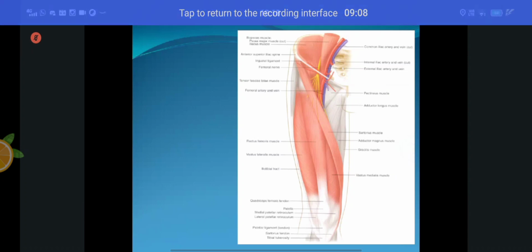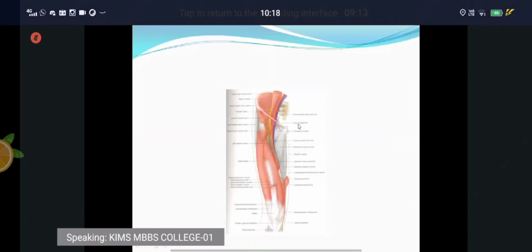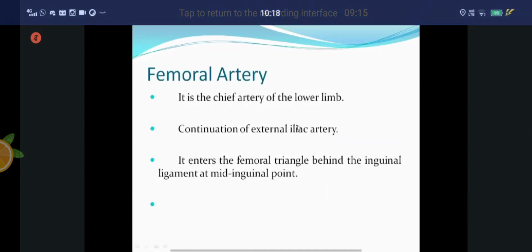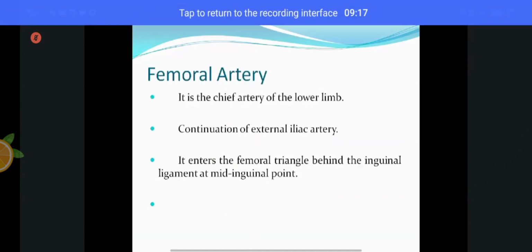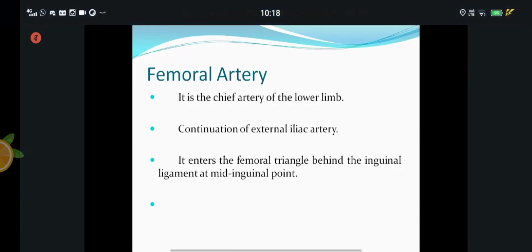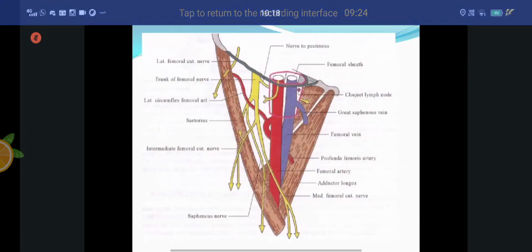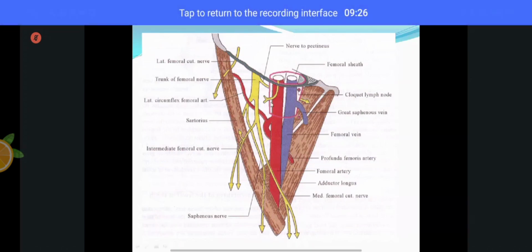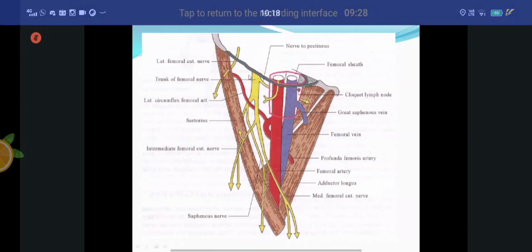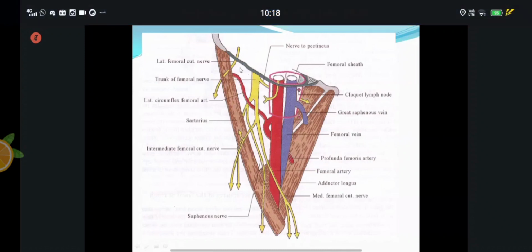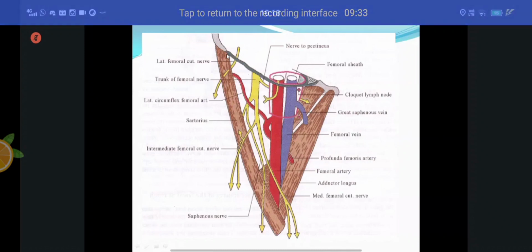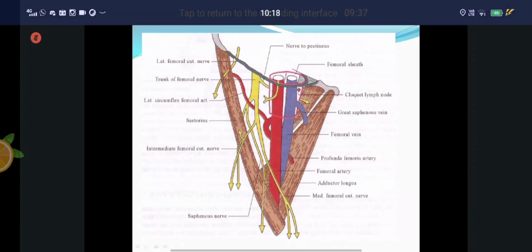Right. Now we'll go to another important topic, that is the femoral artery. The two questions which usually come from the femoral artery: the first is about the branches, which I'll tell you. Before going to the femoral artery, you should have some knowledge about the femoral triangle. Where is this femoral triangle? You have a special class on that, but anyway, I'll give you some idea about the femoral triangle since I am teaching you the femoral artery.